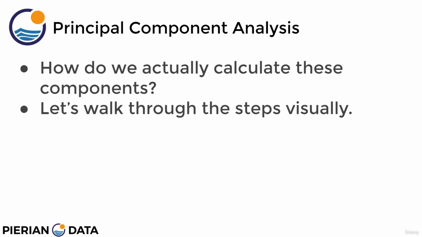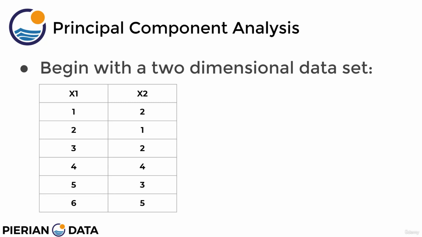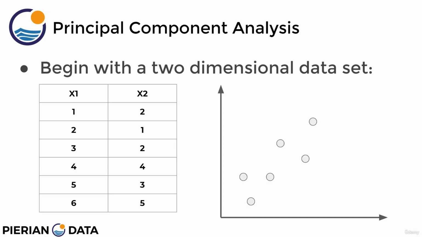Okay, so the question arises, how do we actually calculate these components? What we're going to do is walk through the steps visually for a simple example. We're going to begin with a 2-dimensional data set. So this 2-dimensional data set has feature x1 and feature x2, and it's 1, 2, 3, 4, 5, 6 along x1, and then a variety of values along x2. And if we were to plot this out, you notice it kind of looks similar to the original feature set we saw there. It's kind of diagonally going up to the right.